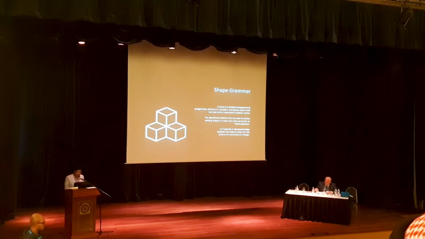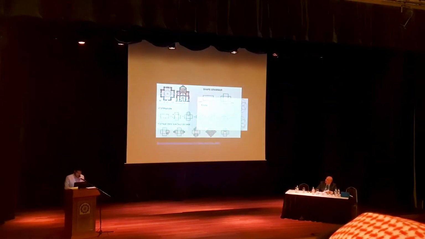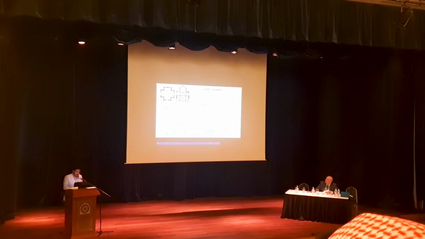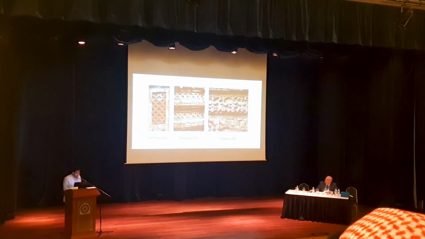From shape grammar analysis, we want to develop a rule. Just a short brief: shape grammar is a simplified geometric analysis of shapes, which can help to identify the characteristics of any pattern. This is an example of shape grammar analysis of a pattern. Another example: from the plan, this rule has been developed and replicated, as you can see in this slide. For analysis of terracotta, we selected 3 patterns.